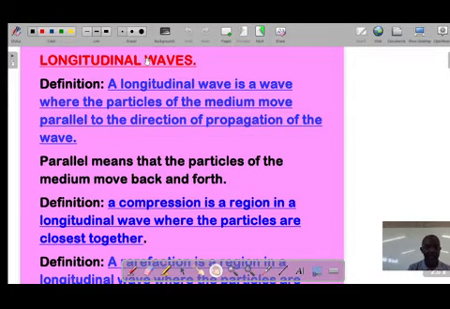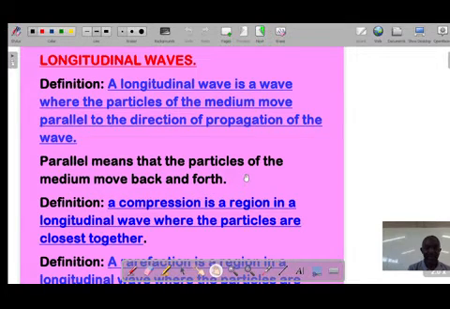Now, what are longitudinal waves? A longitudinal wave is a wave where the particles of the medium move parallel to the direction of propagation of the wave. Parallel means that the particles of the medium move back and forth.